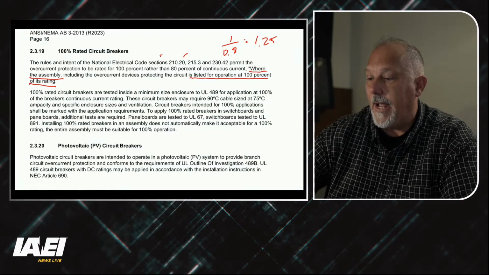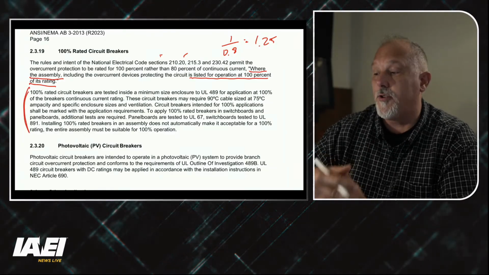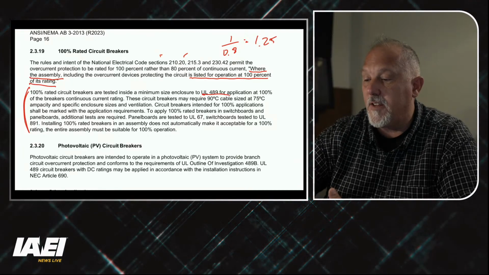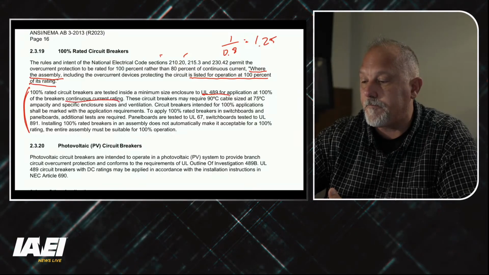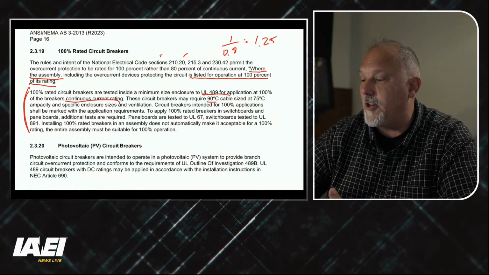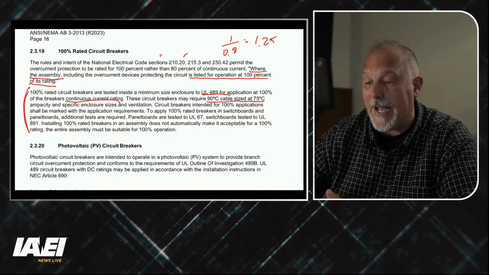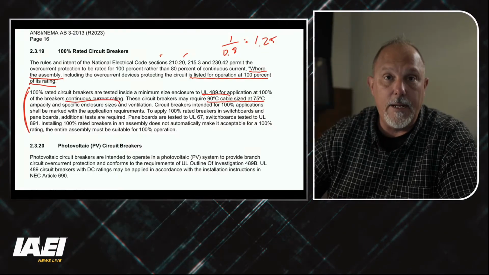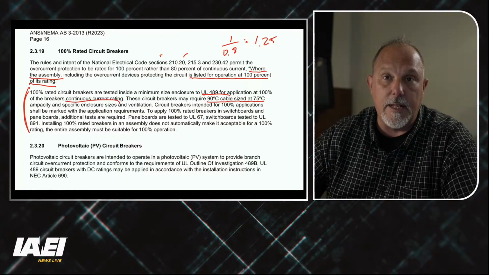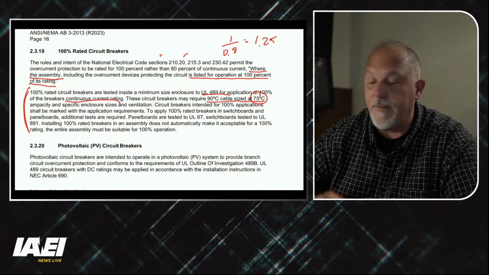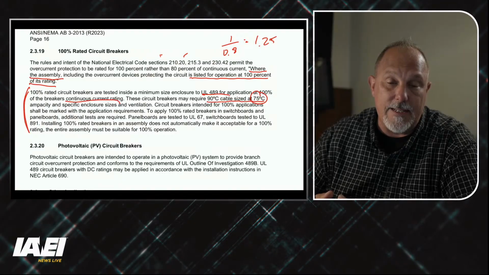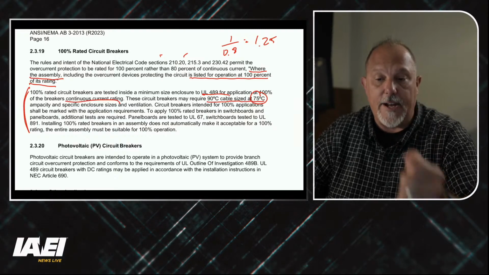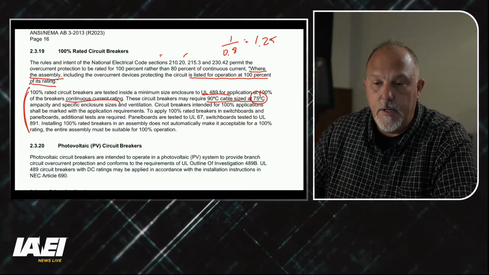Okay? And look, I like this paragraph here. It helps you understand that they put it in the minimum size enclosure for the application of 100% of the breaker's continuous current rating. The circuit breakers may require 90 degree C cable sized at 75 degree C ampacity and specific enclosure sizes and ventilation, right? So you may need the 90 degree C insulated cable, but you're going to use it at the 75 degree C. You can't use a 75 degree C insulated cable at 75 degree C in some cases. Follow the manufacturer's instructions.